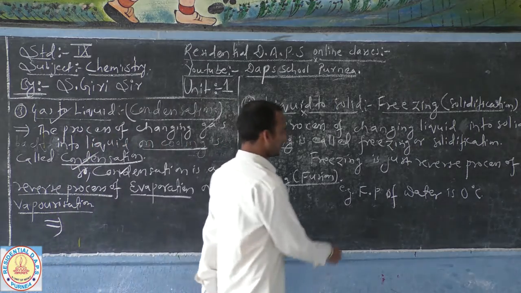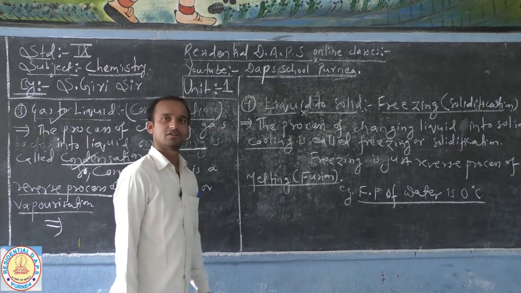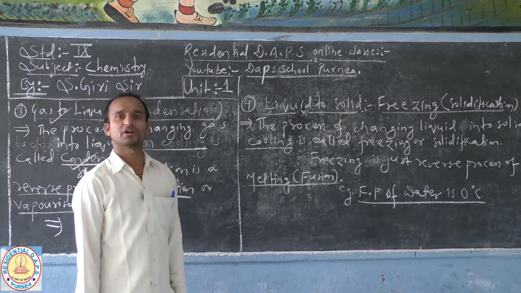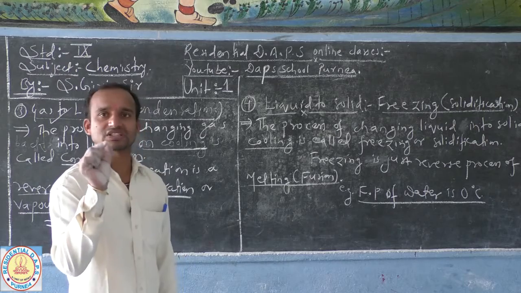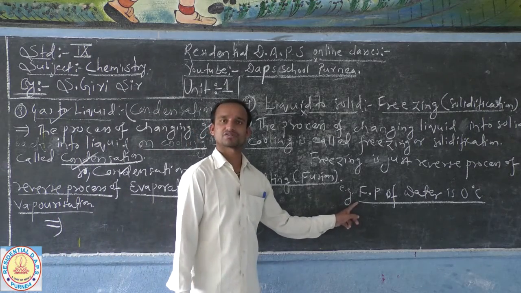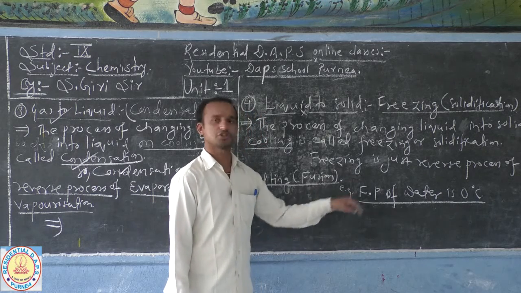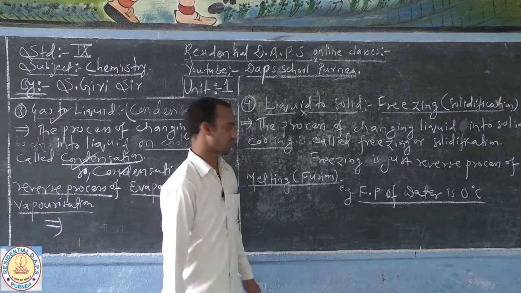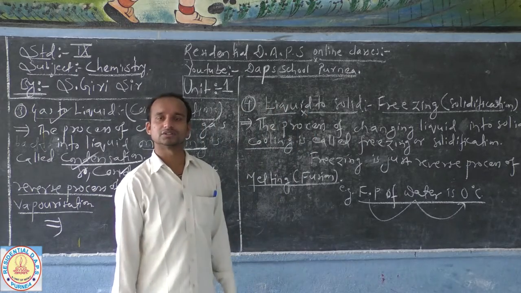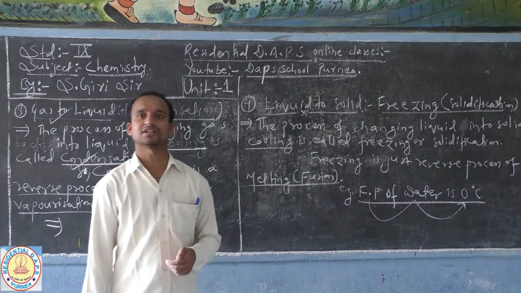Here is one example: the freezing point of water is 0 degrees C. A question may come, what is freezing point? Then you can define it just like the boiling point and melting point. The temperature at which a liquid freezes into a solid is said to be its freezing point. The freezing point of water is 0 degrees C. When you put water at 0 degrees C, it freezes or converts into the solid state, that is, ice.